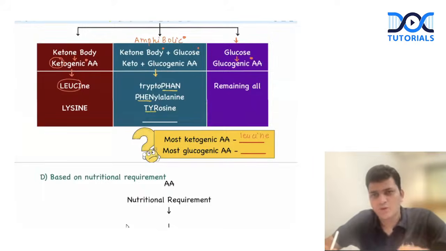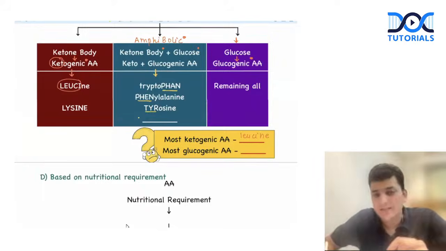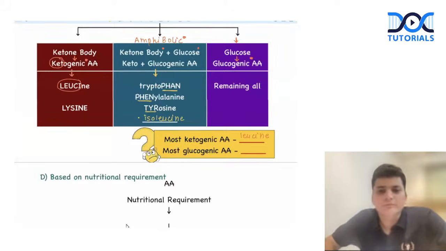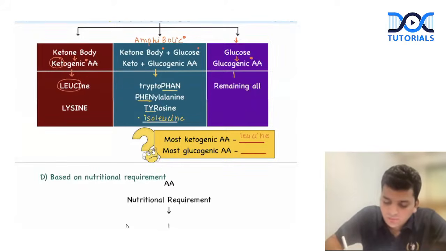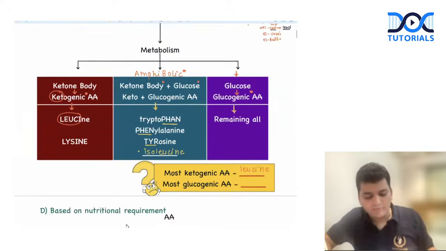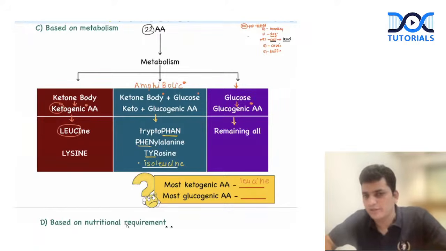But there is one change. What was the fourth one in the aromatic family? Histidine. But here it is going to be isoleucine. So that is one change. And the remaining all are going to be glucogenic. If they ask, based on metabolism, we have three families: ketogenic, amphibolic, and glucogenic. Ketogenic is leucine and lysine. Amphibolic is similar to aromatic, and glucogenic is the remaining all.